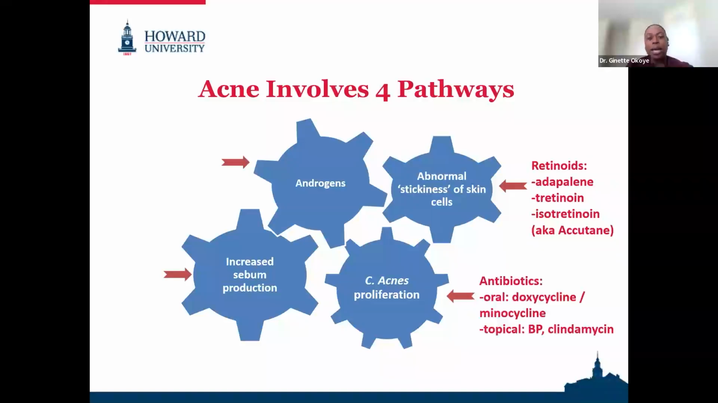Accutane. If we're going after the C. acnes population or trying to decrease the C. acnes activity in the skin, then that's when we use antibiotics for acne, either oral antibiotics or topical antibiotics.